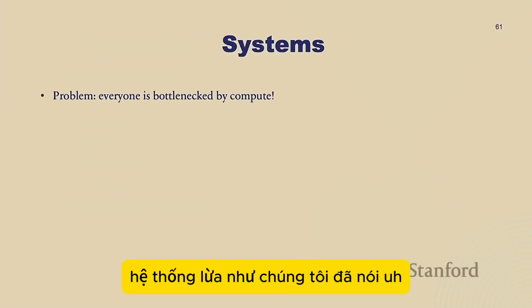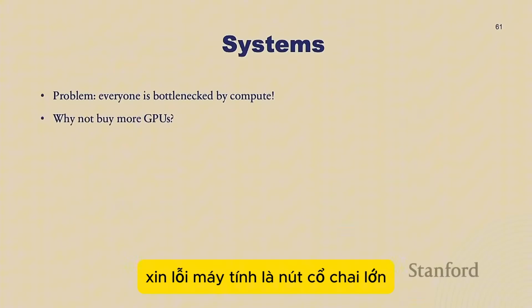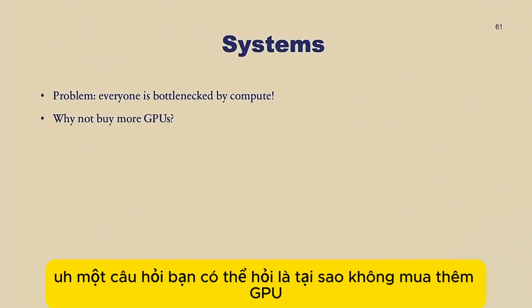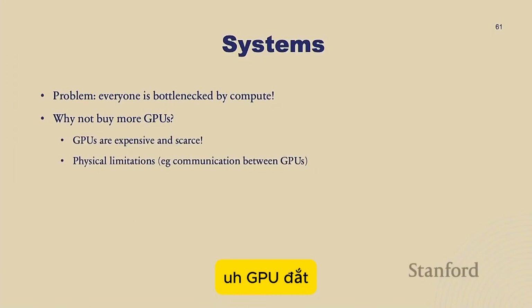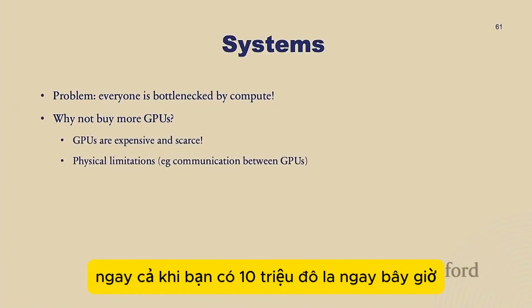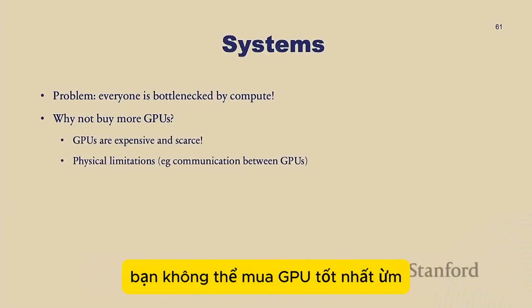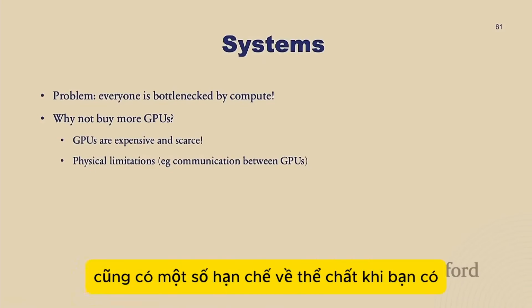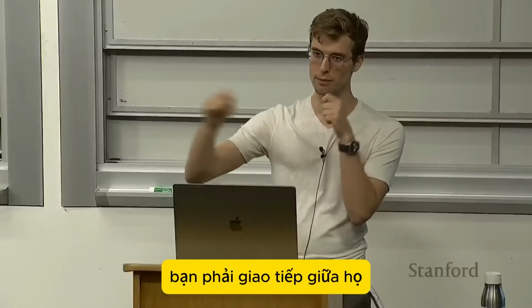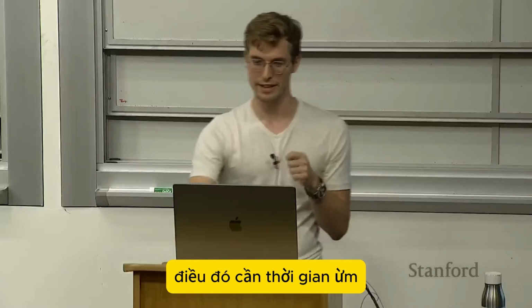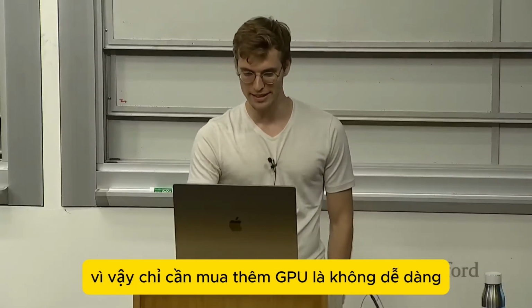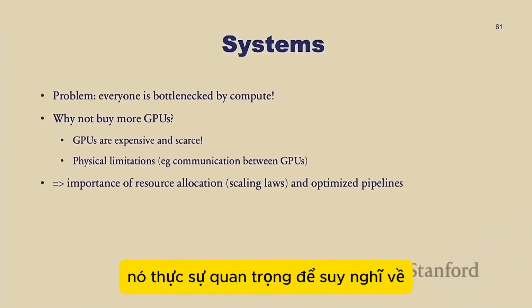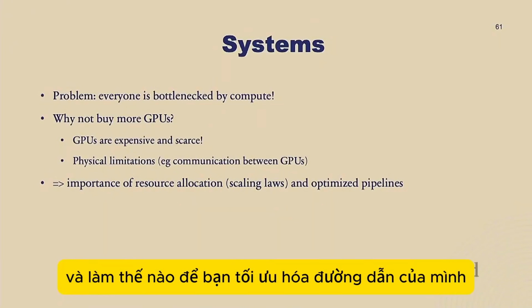Systems, as we said, for everyone, the bottleneck is compute. One question you might ask is, why not buy more GPUs? GPUs are expensive, but also scarce. Even if you have $10 million right now, you cannot buy the best GPUs. There are also some physical limitations. When you have multiple GPUs, you have to communicate between them. That takes time. So just buying more GPUs is not that easy. So it's really important to think about how you allocate resources and how you optimize your pipeline.